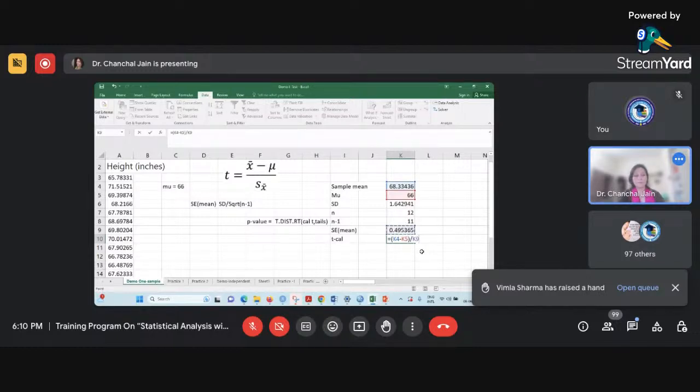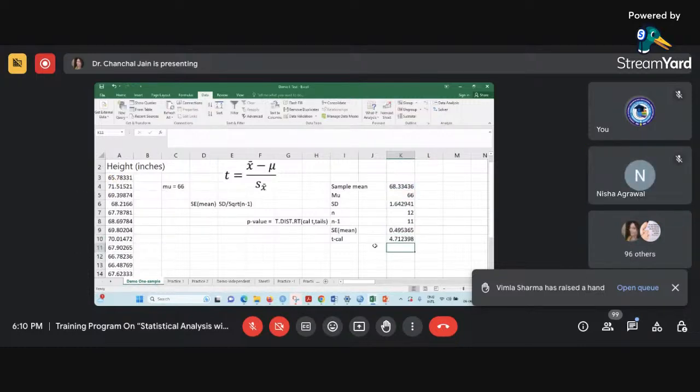Yes, ma'am. So once you press enter, you will be able to see the value of your calculated t. It is 4.712. I hope it is visible and clearly you can find this. Can I proceed?